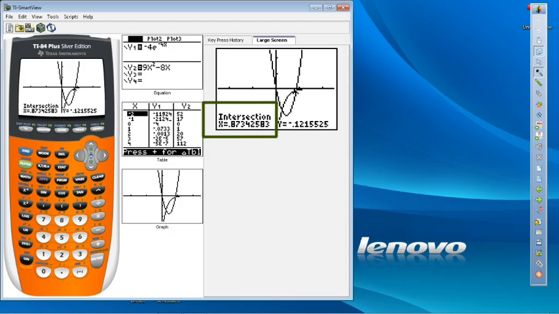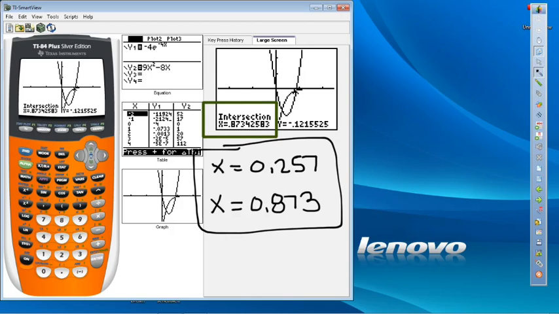So my first point, if you remember, was 0.257. And my second point of intersection is 0.73. So at these 2 points, the derivatives will be equal to each other.